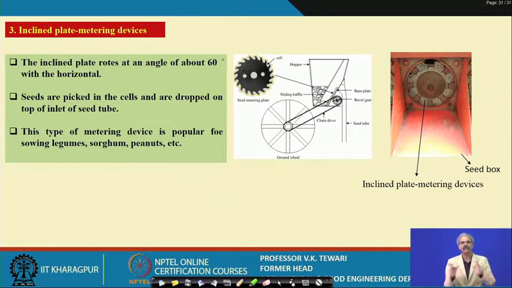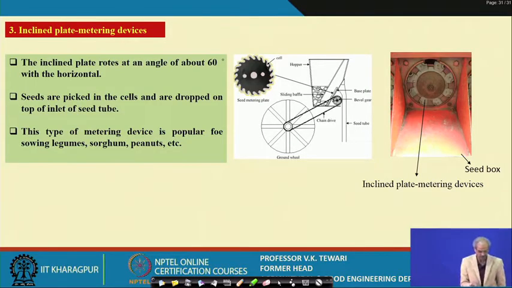Inclined plate, this is another one. We had seen a horizontal plate, now an inclined plate. Each of these devices has its advantages and disadvantages. In the case of an inclined one, it is very simple. If it is inclined, there will be smooth movement of the seeds. Maybe the construction is also simpler. Maybe for bigger seeds you will require a different arrangement as compared to the other one.